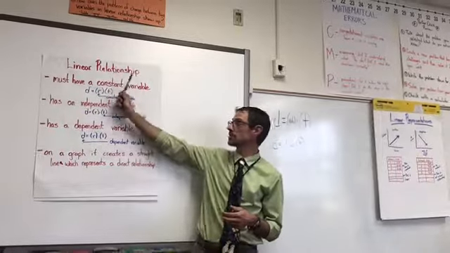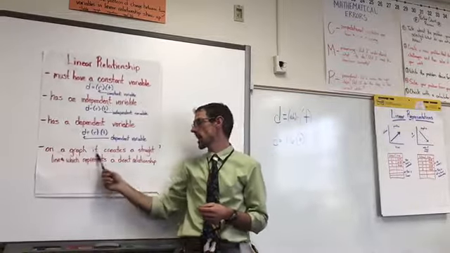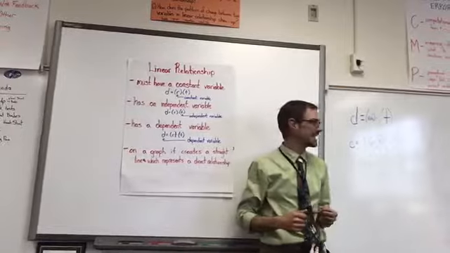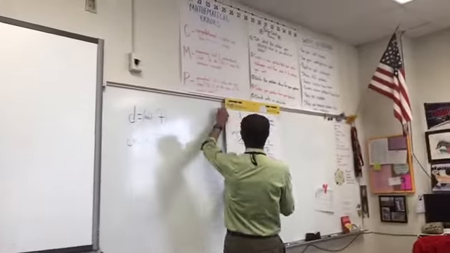So another part of a linear relationship is that on a graph, it creates a straight line. So I'm going to show you.